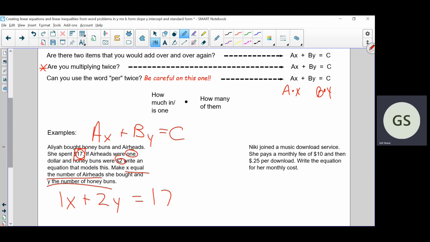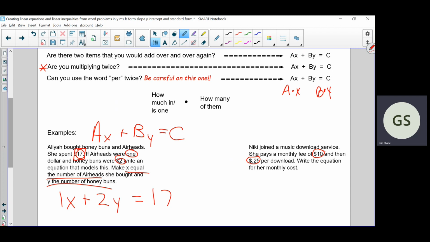Now, second problem, Nikki. Again, is there an initial fee? Is there a number I start with and then I'm going to add over and over again? Well, there's only 2 numbers in this one. So again, let me look at the 2 numbers. I got 10 and I got 25 cents. Well, I know 25 cents isn't an initial fee, because every time I do a download, I'm going to have to add 25. And I said the initial fee is only used once. So if I'm using that over and over again, that can't be an initial fee.